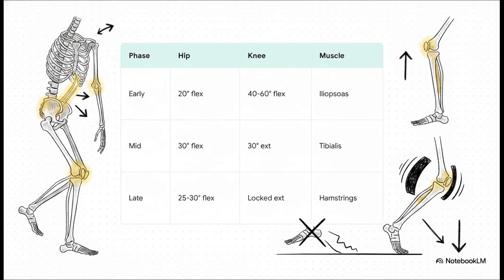This is huge. Your tibialis anterior is firing constantly in dorsiflexion here to keep your toes pointing up. If that fails, you drag your foot. Period. Finally, in late swing, your hamstrings act literally like brakes. They decelerate the forward swing, and your knee locks into full extension right before you strike the heel again.